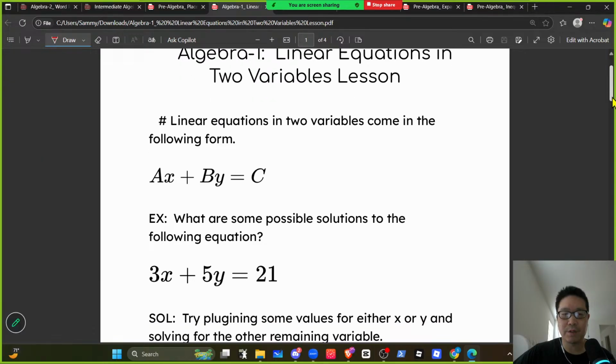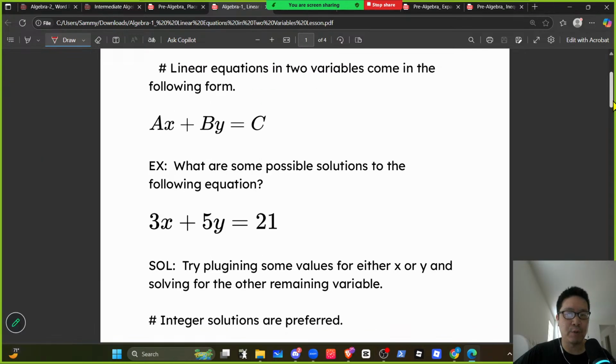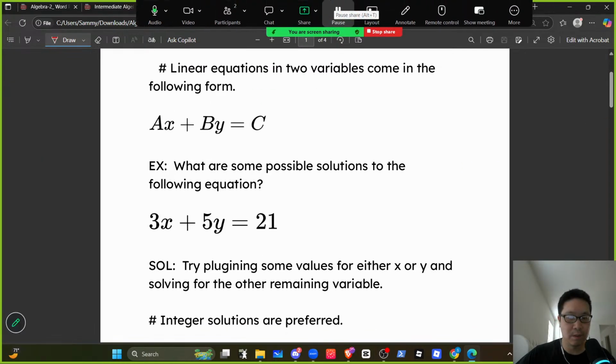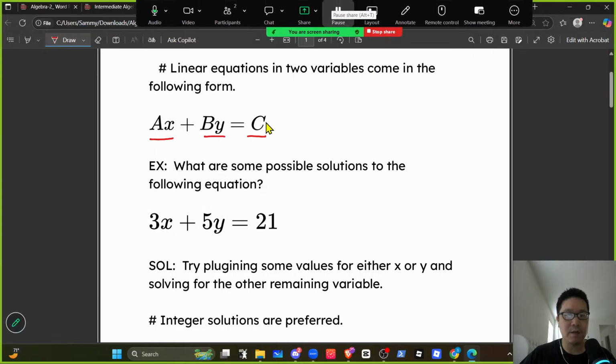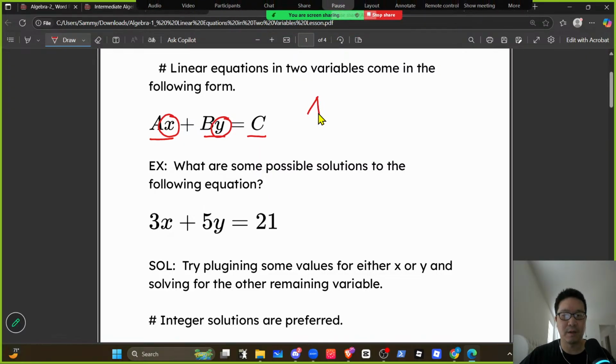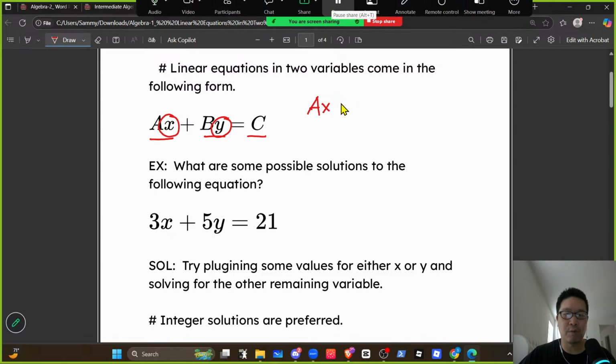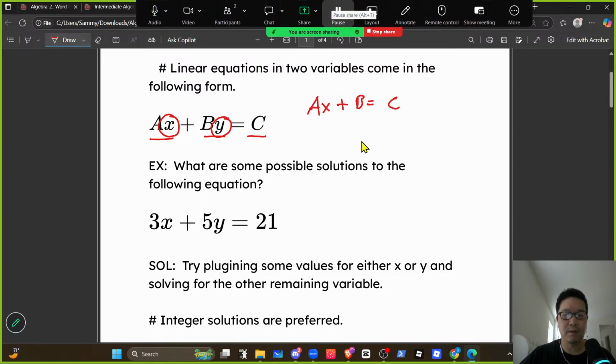So linear equations in two variables come in the following form: ax plus by equals c, where x is a variable and y is a variable. Okay, we have two variables now, instead of what we did before, which was equations in the form ax plus b equals c. We have two unknowns.